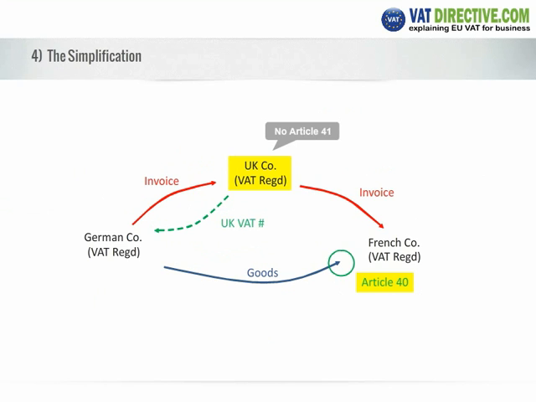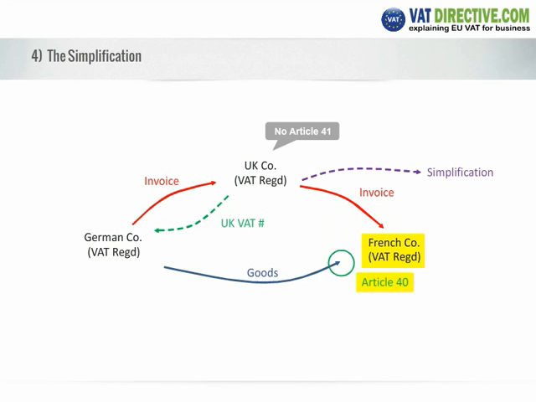But obviously, to account for it, they would have to register in France. So if the UK company adopts simplification, the Article 40 liability shifts from the UK company to the French company. So the French company will account for the acquisition VAT. Because of that, there is no Article 41 obligation on the UK company, and because Article 42 says that as long as somebody pays the Article 40 acquisition VAT, then Article 41 is not in point.